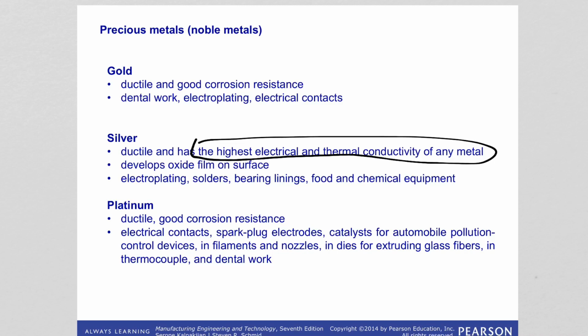Platinum is again ductile and has good corrosion resistance. It's been used in electrical contacts, spark plug electrodes, catalysts for automobile pollution control devices. Basically it provides a surface for these reactions to take place. It is also used in filaments and nozzles, in dies for extruding glass fibers, in thermocouples and dental work. So they have a wide range of applications. Of course, these are just covering a few of those.